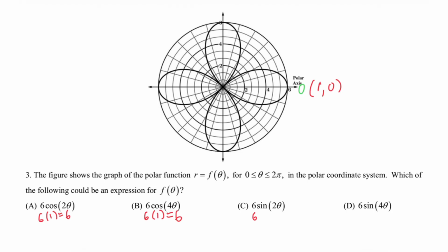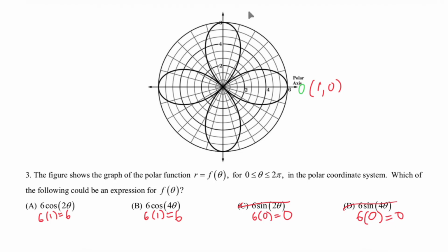Now if we do sine, also sine times 2 times the angle, which is 0. So sine of 0 is 0. So that gives me 0. And so we can eliminate that, because it should be 6. And now for D, 6 times sine of 4 times 0, which is 0 too. So sine of 0 is 0. So 6 times 0 is also 0. So we can eliminate D. So it's either A or B.